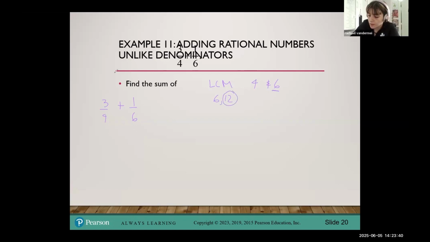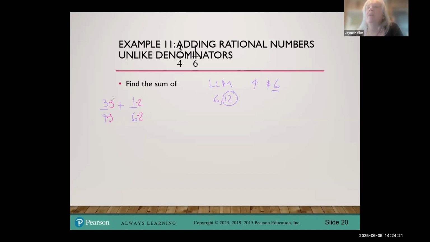Now I have to ask myself, what do I have to multiply 4 by in order to get a denominator of 12? It'd be 3. And then can I just randomly multiply the denominator? What else do I have to do? Multiply the numerator. Now I'm multiplying by 1 because 3 over 3 is exactly 1. What am I going to multiply this denominator by? And again, I have to also multiply the numerator.